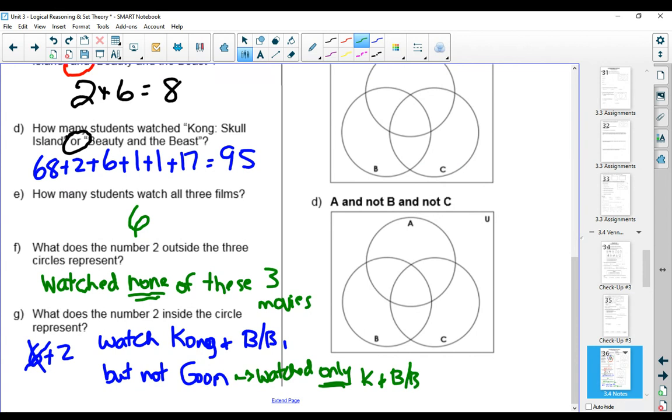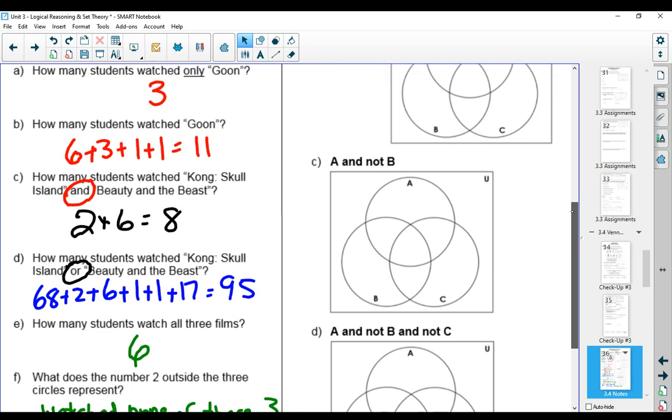So you could describe it as the people who watched Kong and Beauty and the Beast, but not Goon, or you could describe it as the people who watched only Kong and Beauty and the Beast. And you'll see those descriptors used in some of the examples that we go through, as well as your assignment.